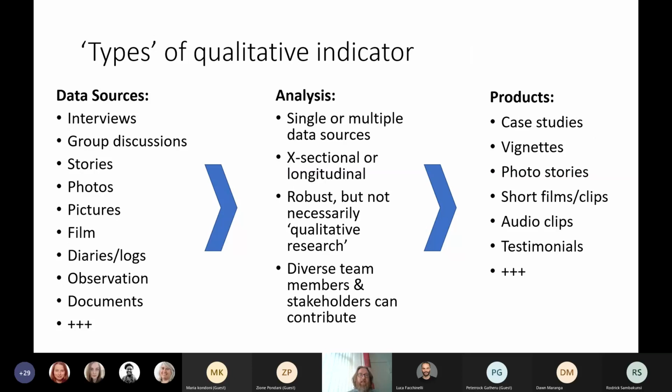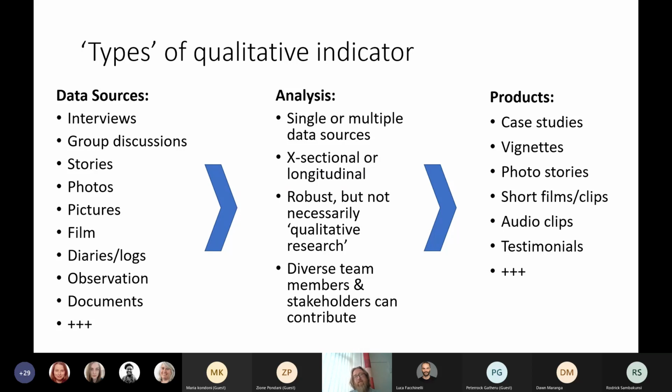This slide covers some of the types of qualitative indicators. And when we talk about this, what are we really talking about? Well, the data sources from which you might extract a qualitative indicator. Many of these will be familiar: interviews, group discussions, stories, photos, pictures, films, diaries, logs, observation, document reviews. All of these are legitimate data sources to inform a qualitative indicator. You may use one or many of these, could be cross-sectional or longitudinal.